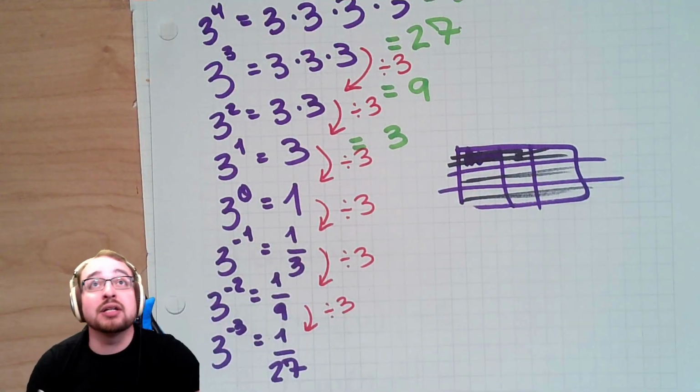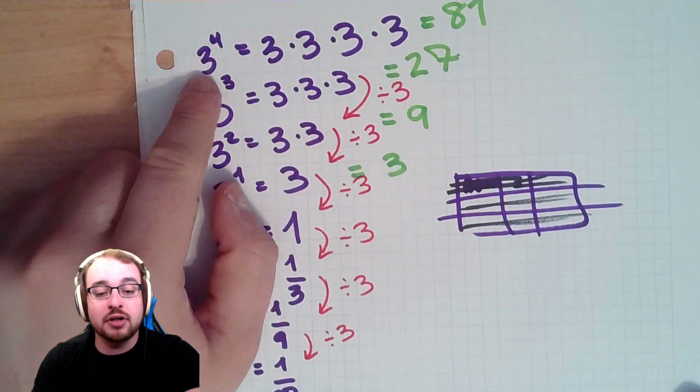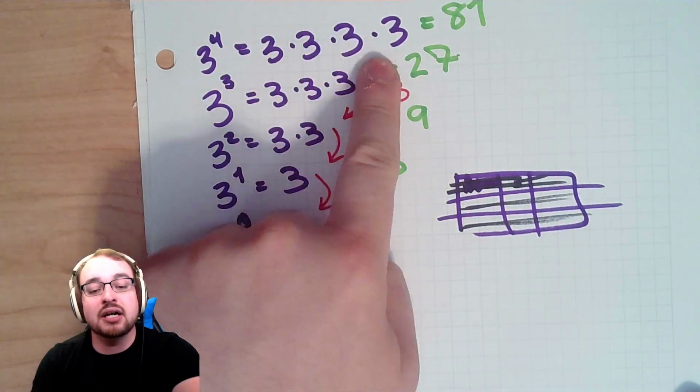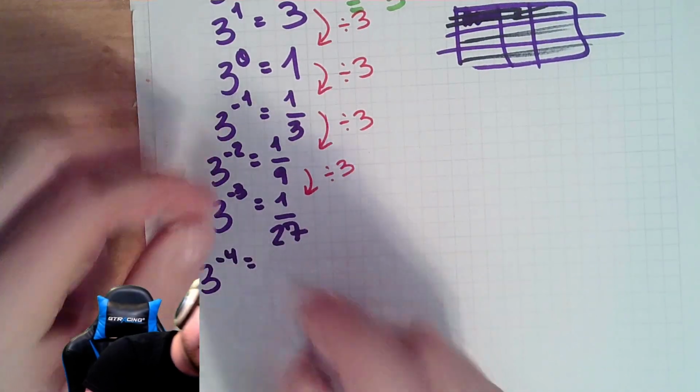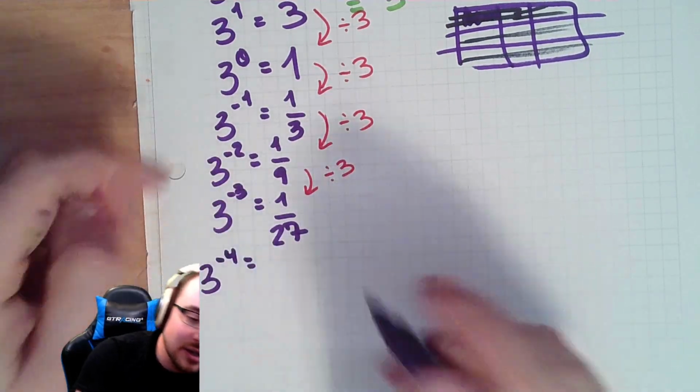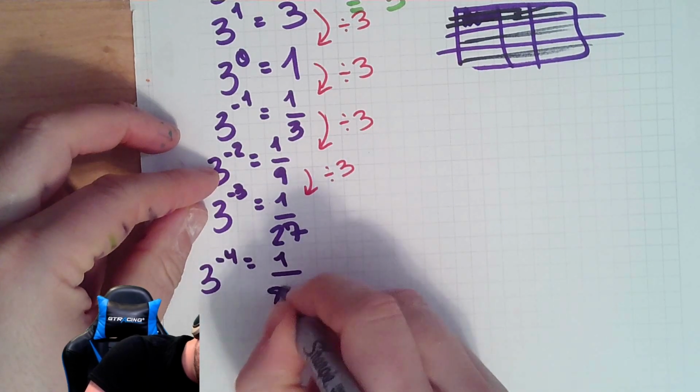So if I were to predict what 3 to the negative fourth would be, 3 to the fourth is 81, because 9 times 9 is 81. So 3 to the negative fourth is 1 divided by 3 divided by 3 divided by 3 divided by 3, or the reciprocal of 81.